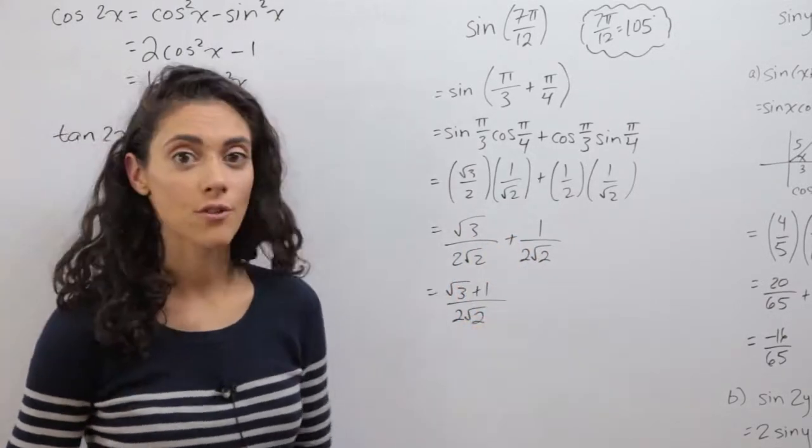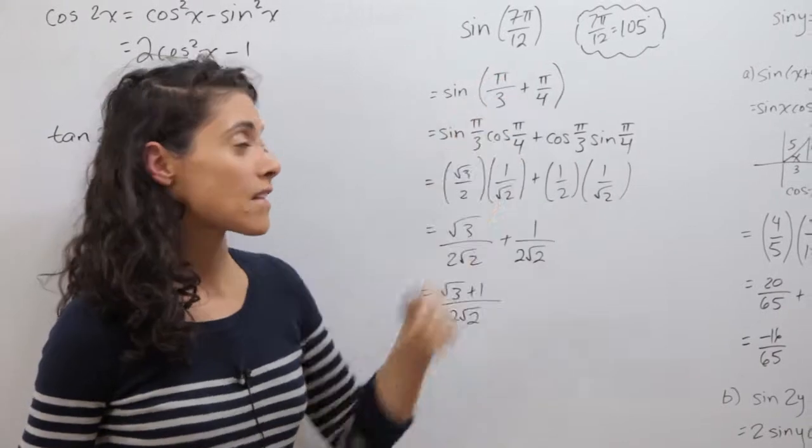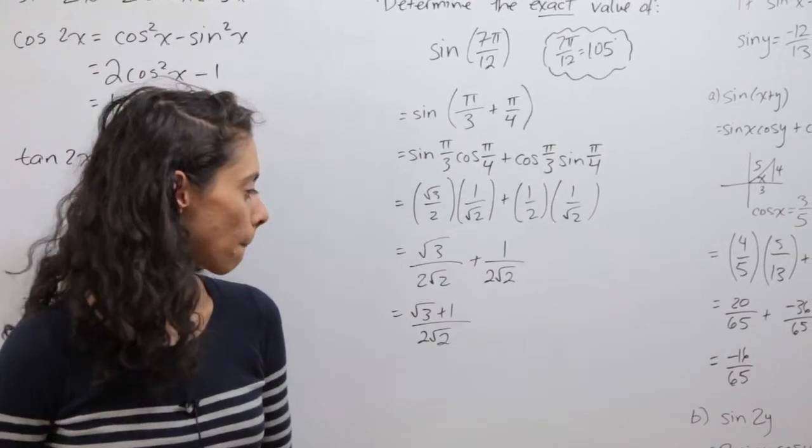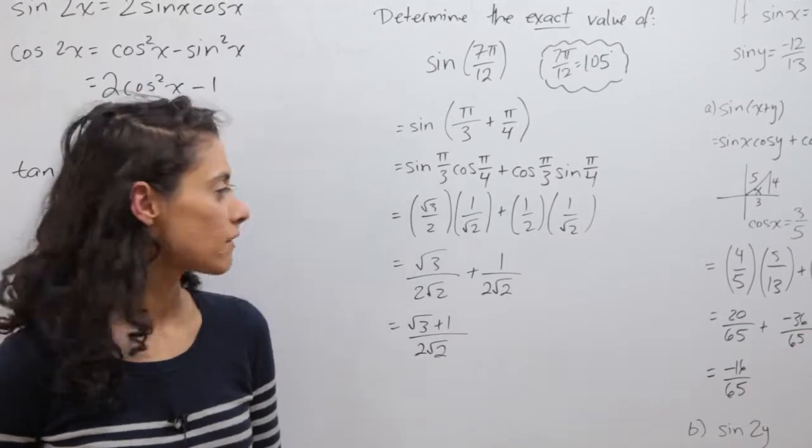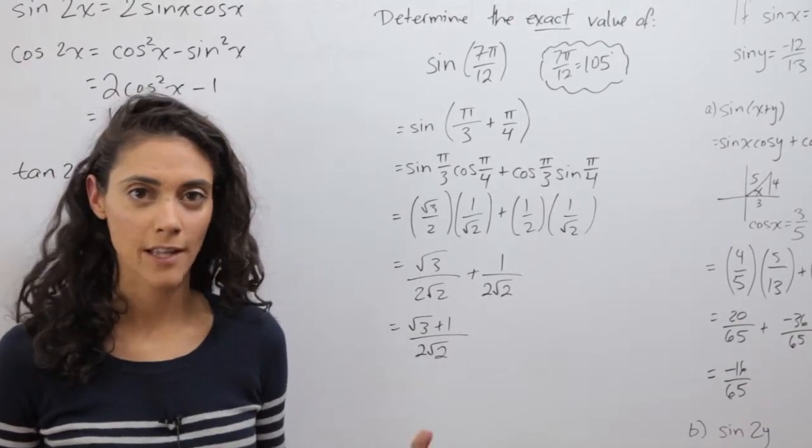The nice thing about this is you can always check your work. Put sine of 7 pi over 12 in your calculator. Put this giant number with all these radicals in your calculator, and just make sure that you get the exact same decimal answer.